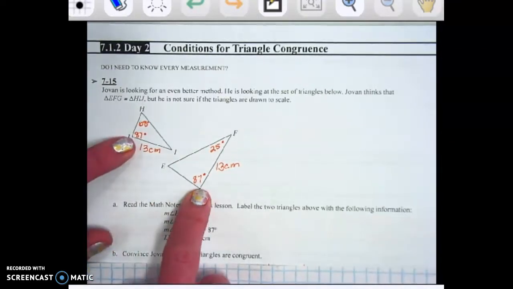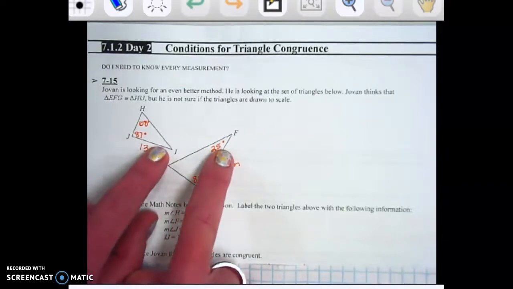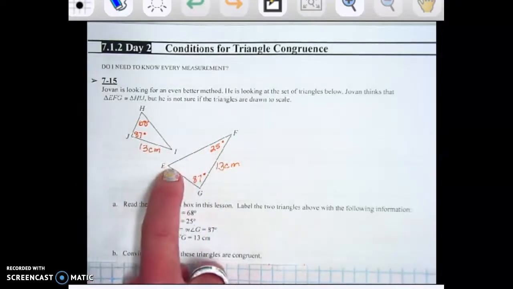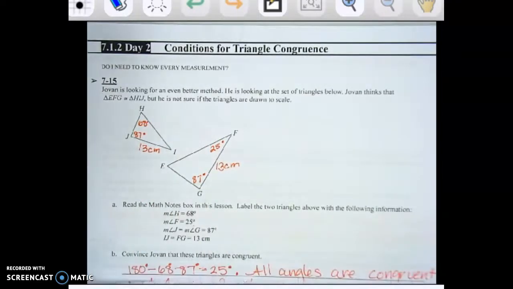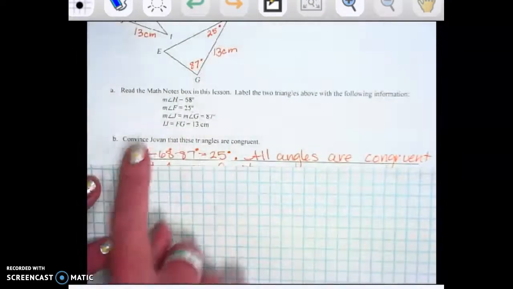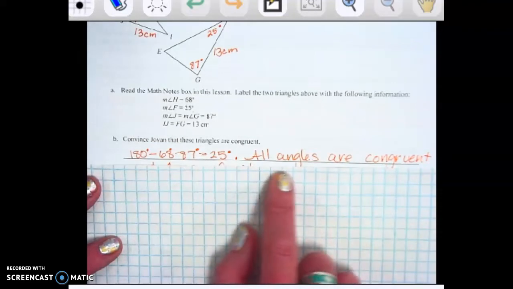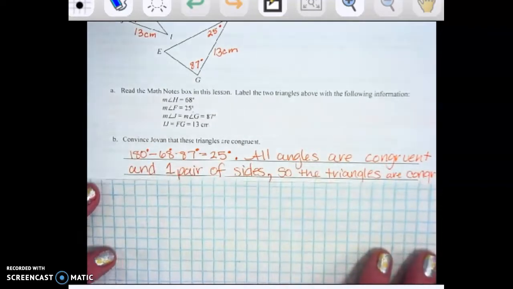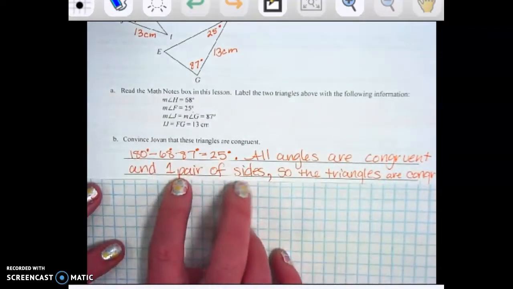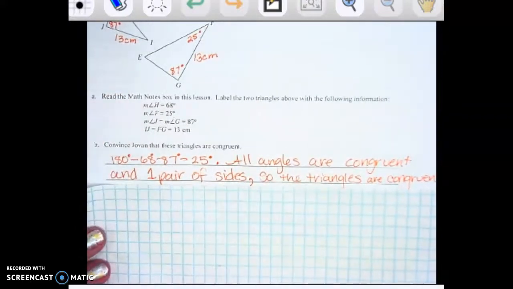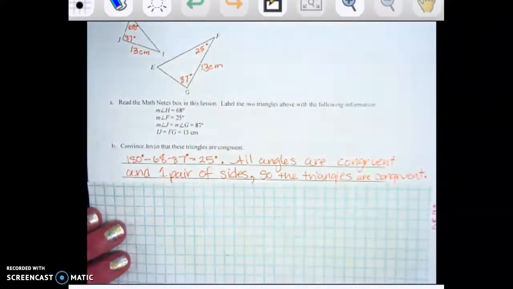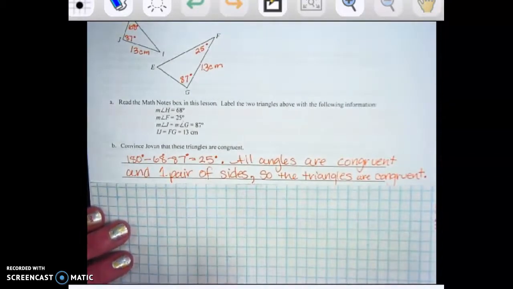And if these 2 are 87 and these 2 are 25, what does this one have to be? 68. So write 68 degrees. If you take 180, subtract the 68 and the 87, you're going to get 25 degrees. That means all the angles are congruent, and we have one pair of sides congruent, so the 2 triangles are going to be congruent. Write that down.